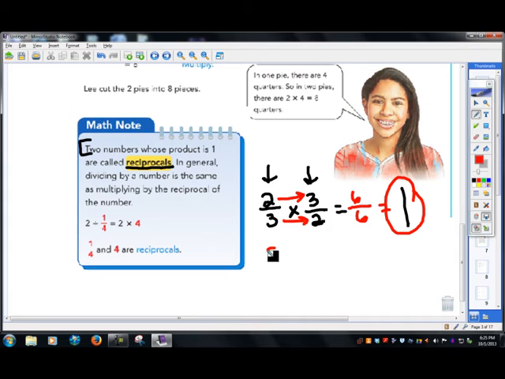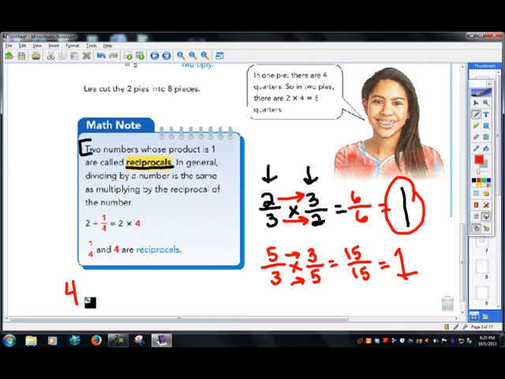Okay? So let's do another one. Let's take 5/3 times. You should know the reciprocal of 5/3 is 3/5. Let's multiply straight across. It better equal 1. Let's see. Multiply straight across. 5 times 3 is 15. 3 times 5 is 15, which equals 1 whole.